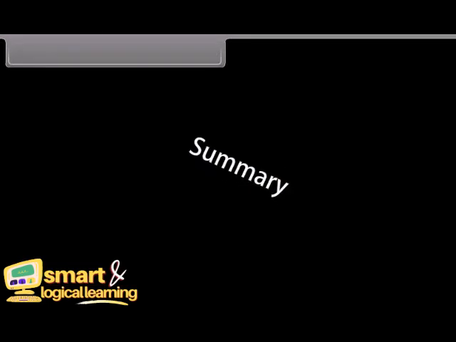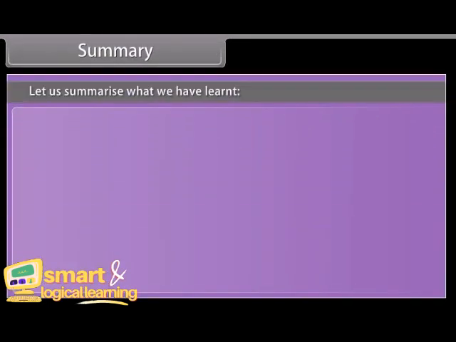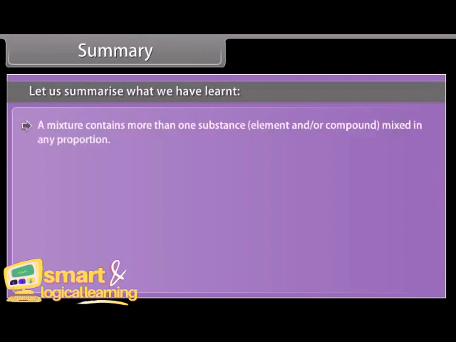Summary. Let us summarize what we have learned. A mixture contains more than one substance, element or compound mixed in any proportion. A solution is a homogeneous mixture of two or more substances.